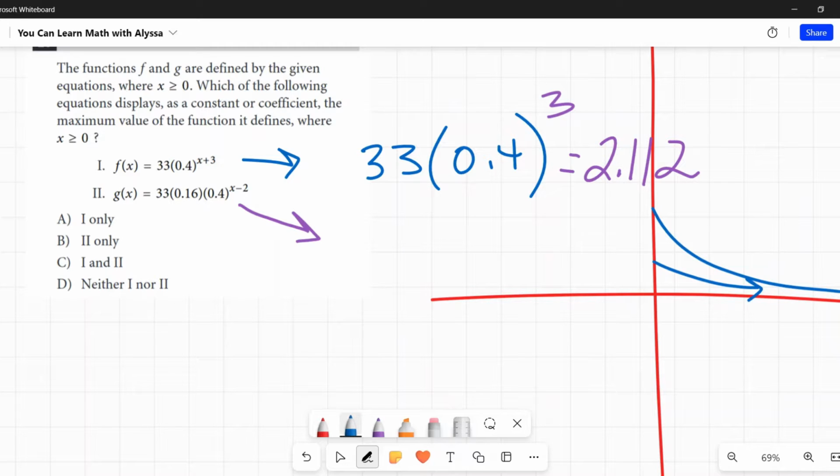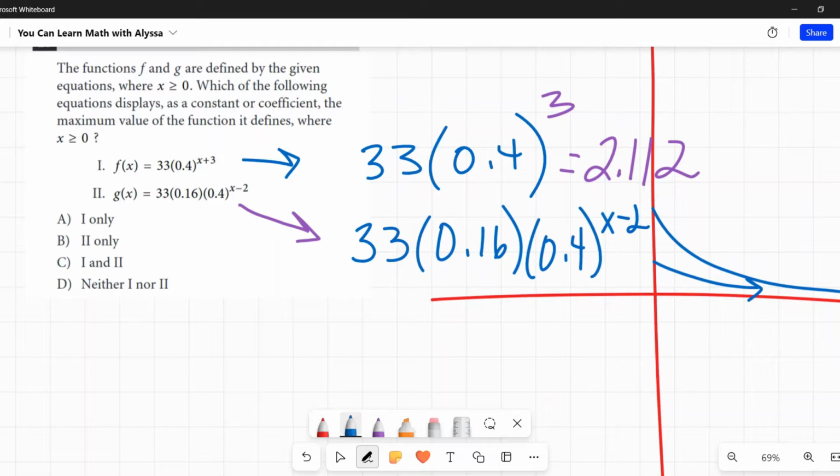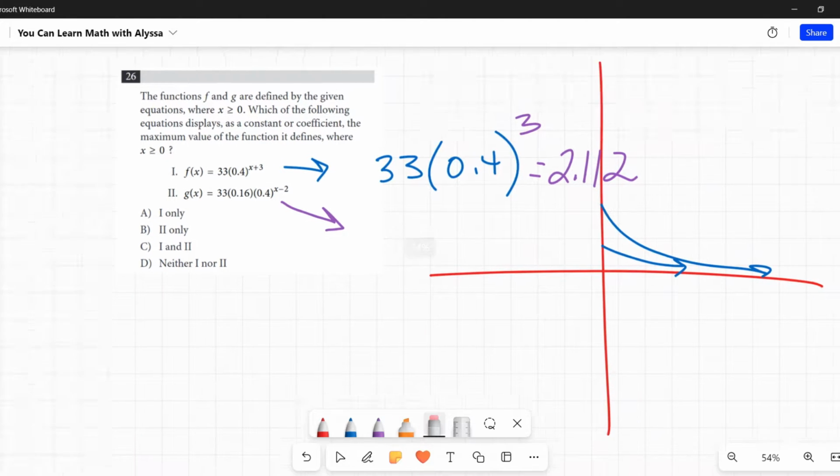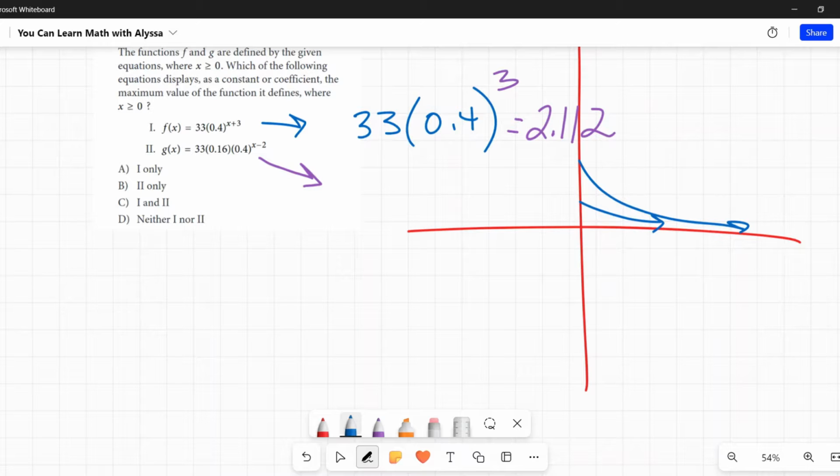All right, second one, I'm going to plug in 0. 33 times 0.16 times 0.4 to the power of x minus 2. Okay, and I should have written that down lower. Clearly that was poor planning on my part. So let's redo that. 33 times 0.16 times 0.4 to the power of x minus 2. All right, and we want x to be 0, so 0 minus 2 is just negative 2.